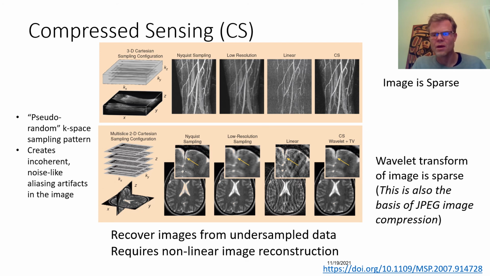Okay. Sort of an aside here, the wavelet transform that I'm showing here is actually also the basis of a lot of JPEG image compression for natural images. Turns out MRIs share a lot of properties with natural images and can also be highly compressed with this wavelet transform.